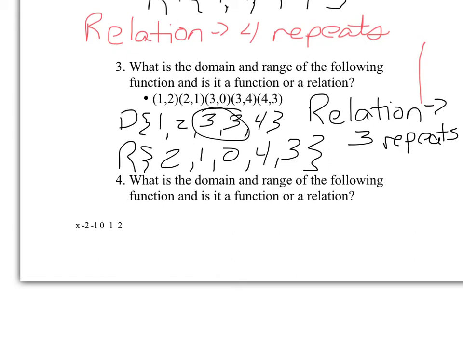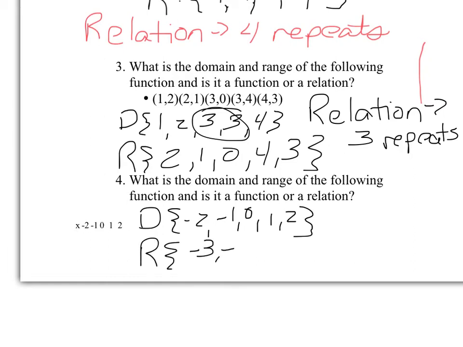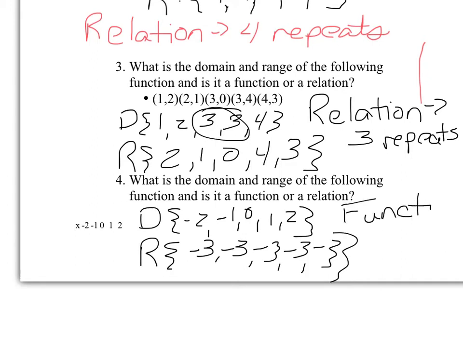For number 4, we had a table again. Our domain is going to be negative 2, negative 1, 0, 1, and 2. And our range is going to be negative 3, negative 3, negative 3, negative 3, negative 3. This is a function. Nothing in our domain repeats. I'm just going to abbreviate it.